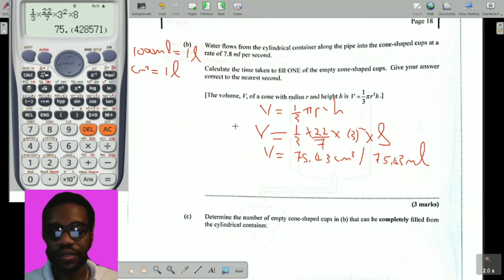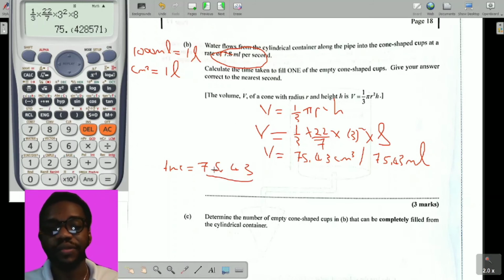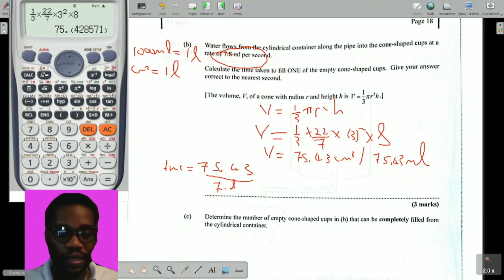So what do I do then? If this is the amount that the cup can hold, and this is the amount that goes in every second, how do I find the amount of time it takes to be filled? I just need to find how much of this can go into this. So time will simply be equal to 75.43, which is how much it can hold, divided by how much goes into it every second. That will give me the amount of seconds, 7.8. Calculator work, alright? So let's go for it.